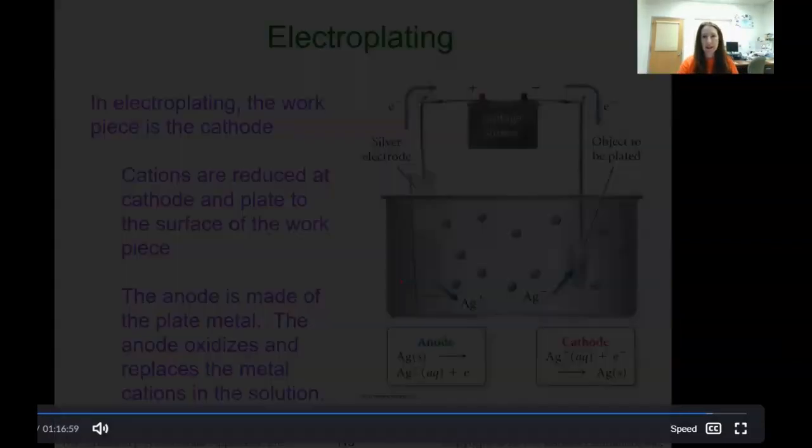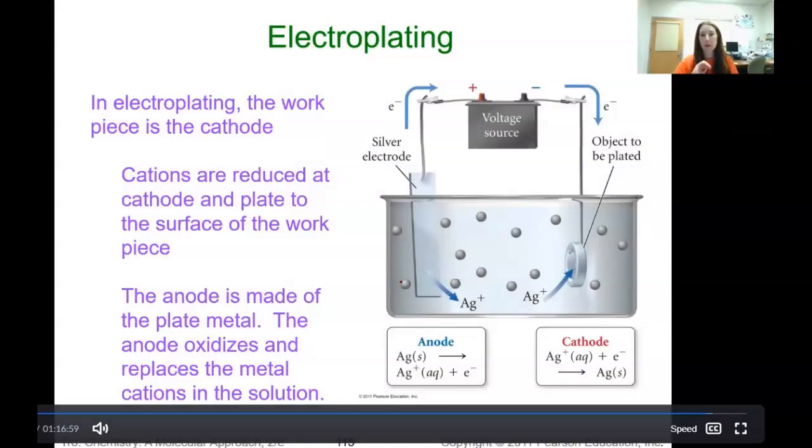Okay, so that's NaCl. The next one, we'll just do this one and then we'll stop, is electroplating. This is if you have any kind of 14 karat covered ring, right? Gold ring or sterling silver coated ring or silver plated ring or gold plated ring. If you've ever heard of those, this is how they do electroplating. And what electroplating is, it's just putting one metal on top of another metal.